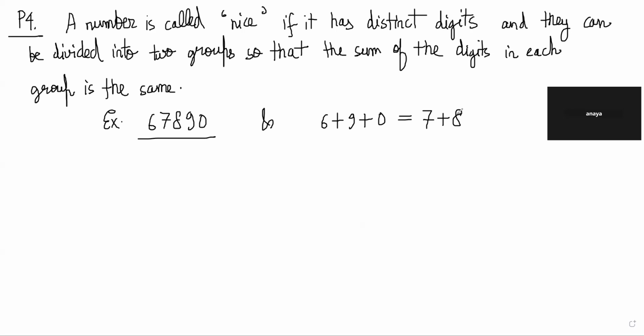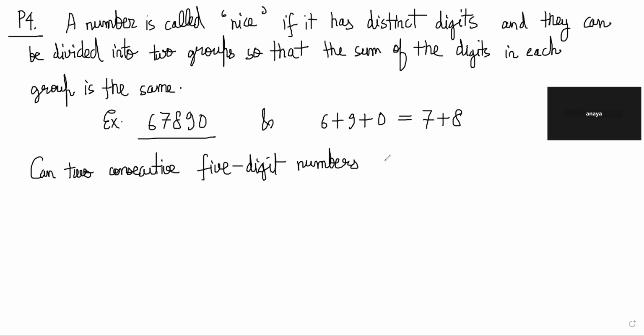Right? Yeah. And then the follow-up question is, right now we just have the definition. We don't have a question yet. So the question is, can two consecutive 5-digit numbers be nice? Okay, so that is the question.